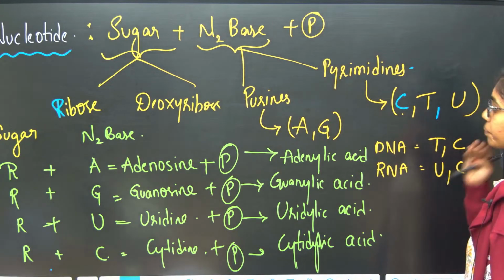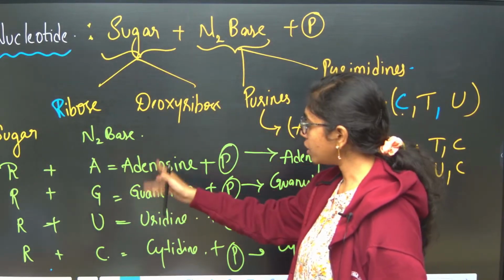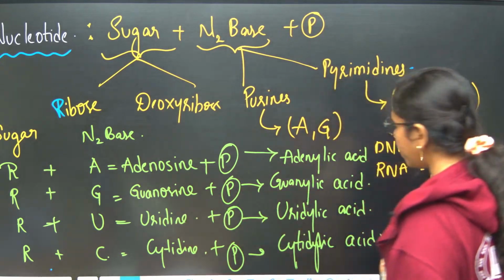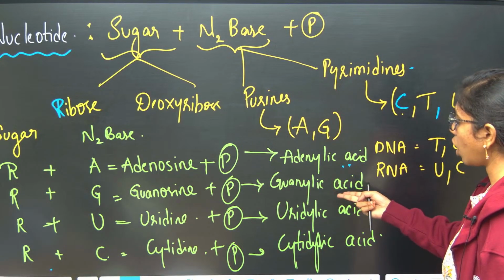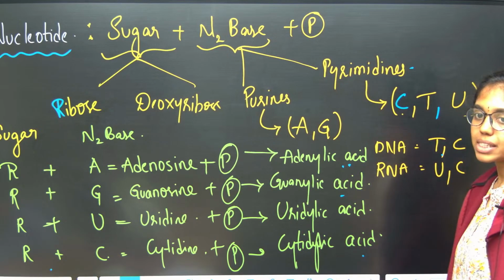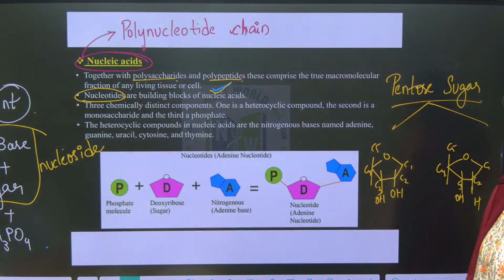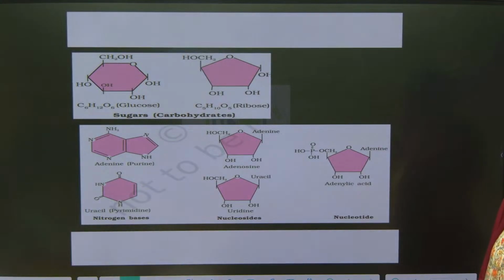Now you see. If the sugar is deoxyribose, you get deoxyadenosine, deoxyguanosine, deoxythymidine, deoxycytidine. Same thing, deoxyadenylic acid, deoxyguanylic acid, deoxythymidylic acid, deoxycytidylic acid. Clear, right? Now you have to know the bonds.